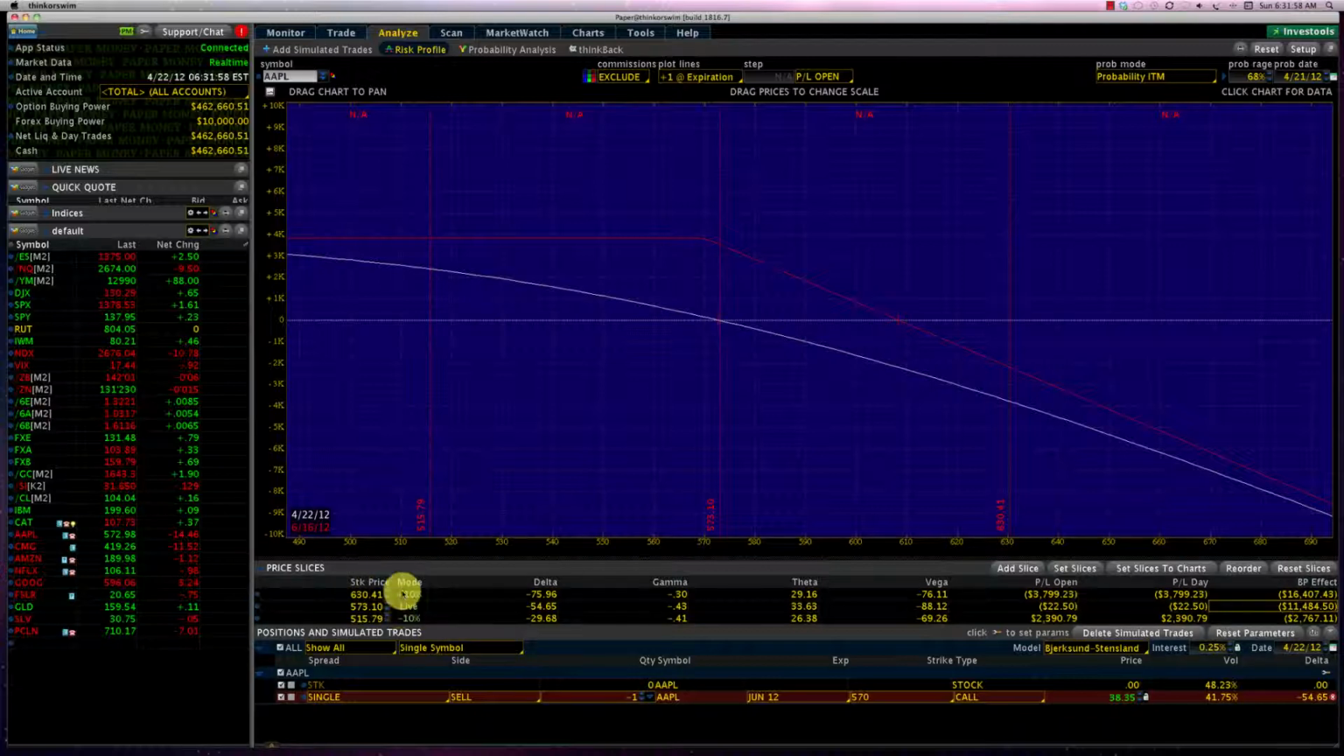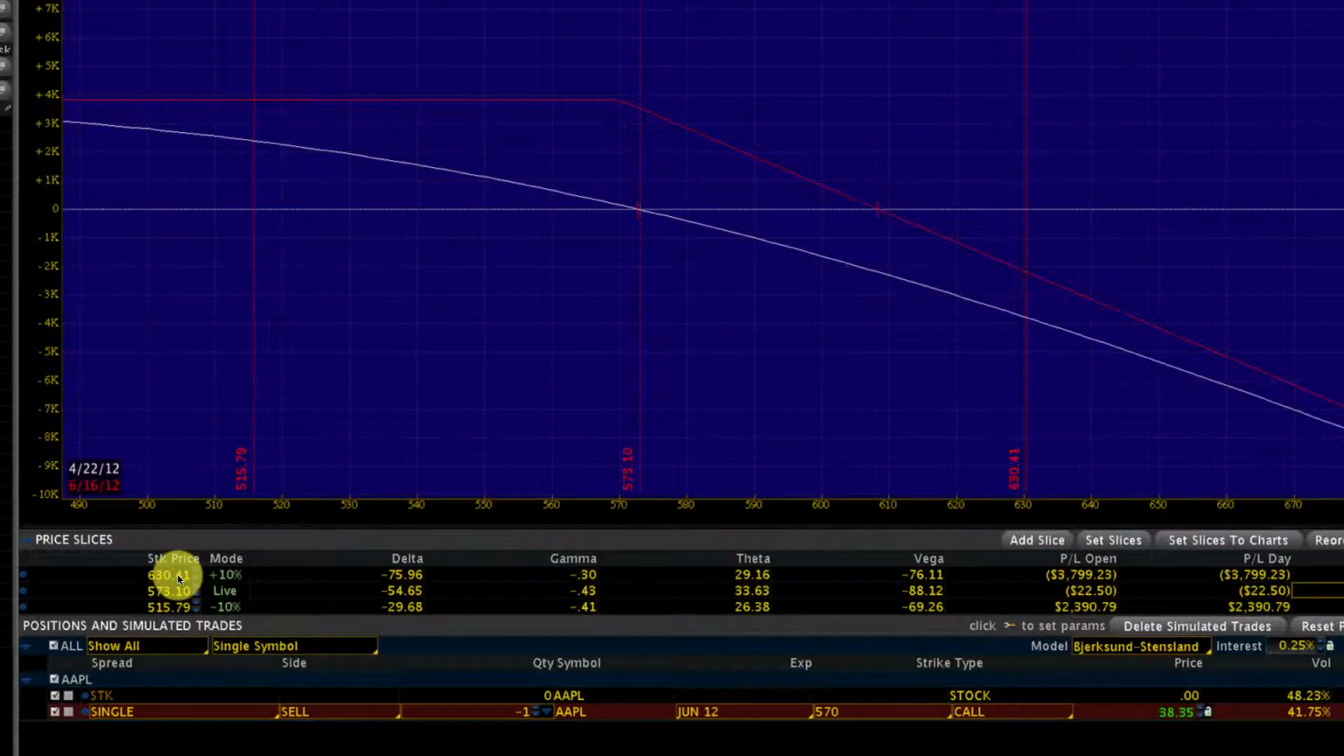So what the plus 10% and minus 10% is telling you is what your position would look like if Apple went up by 10%, and what it would look like if Apple went down by 10%. If it went up by 10%, it's going to go from here to about 630. So this dotted line is your plus 10% line. This dotted line is your minus 10% line.